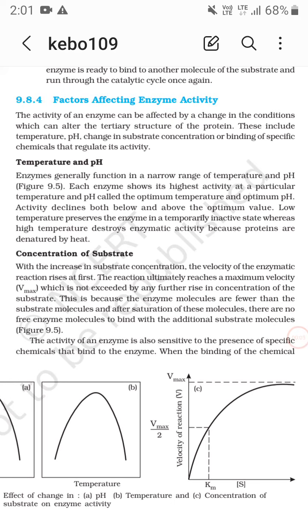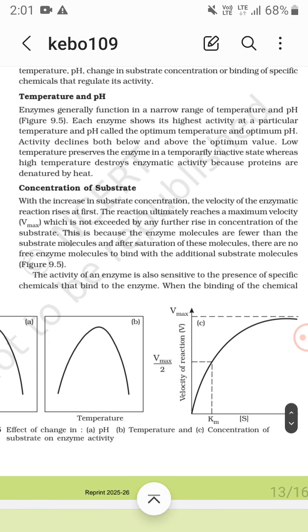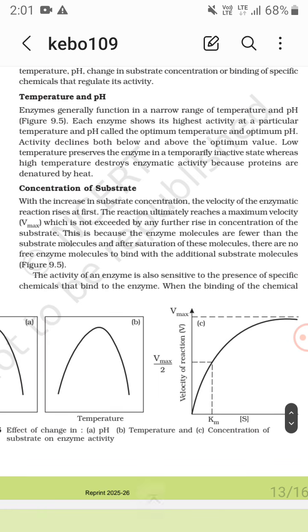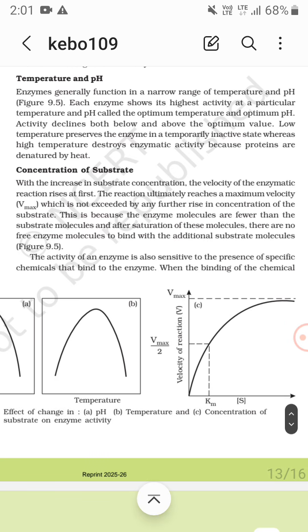Enzymes generally function in a narrow range of temperature and pH. We say optimum temperature and optimum pH. Enzymes show highest activity at a particular temperature and pH, called the optimum temperature and optimum pH. Activity declines both below and above the optimum value. Low temperature preserves the enzyme in a temporarily inactive state, whereas high temperature destroys enzymatic activity because proteins are denatured by heat.